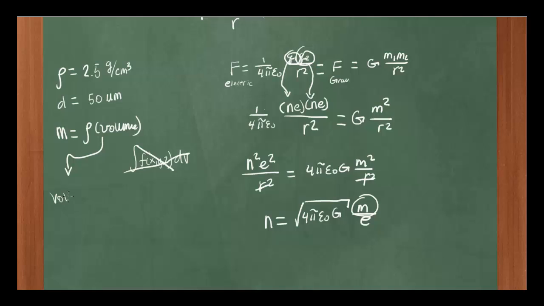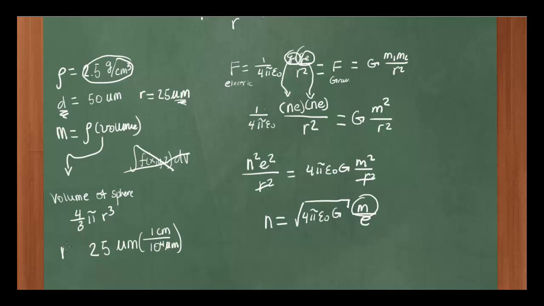So the volume of a sphere is defined as follows: 4/3 pi times the radius cubed, and we have d, which is diameter, so d over 2 is the radius. So let me rewrite the radius as 25 micrometers. Now, looking ahead, I see that this density is given in grams per centimeter cubed, and this is given in micrometers. If I found the volume, I would get units of micrometers cubed, which I don't want. I want centimeters cubed, so I would just do a simple conversion.